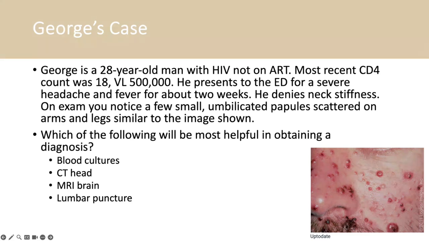Okay. George is a 28-year-old man with HIV, not on ART. Most recent CD4 count was 18, viral load 500,000. He presents to the ED for a severe headache and fever for about 2 weeks. He denies neck stiffness. On exam, you notice a few small umbilicated papules scattered on arms and legs, similar to the image shown. Which of the following will be most helpful in obtaining a diagnosis: blood culture, CT head, MRI brain, or LP?